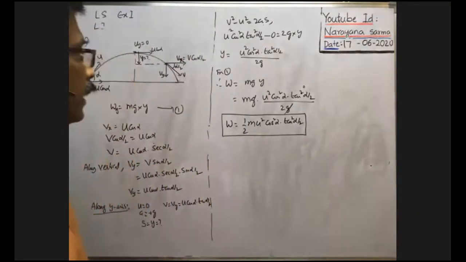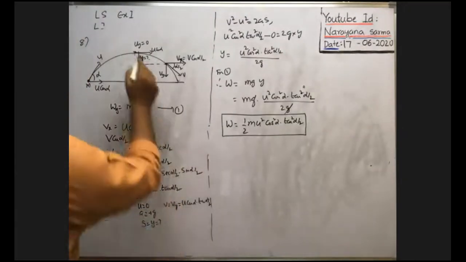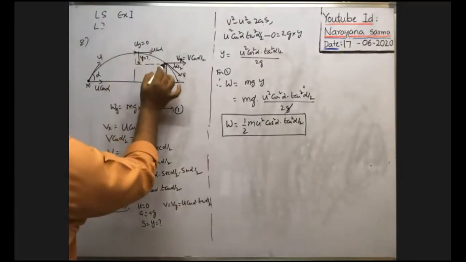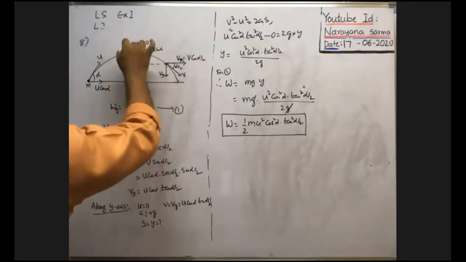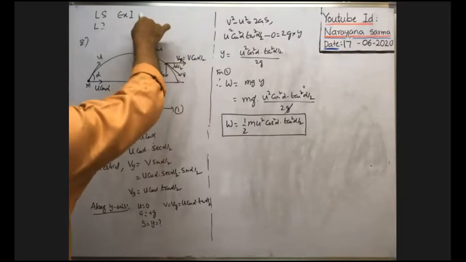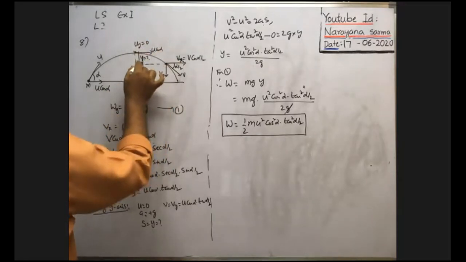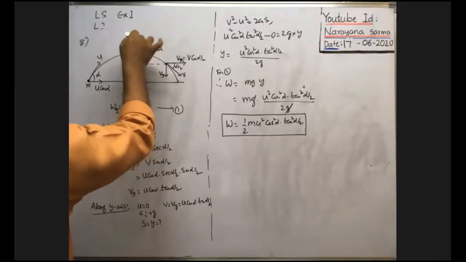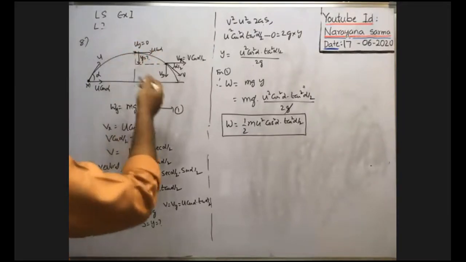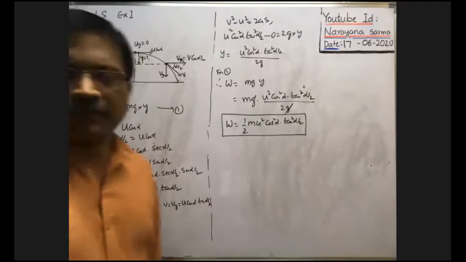How is g taken positive? Somebody else asked me. You see, whenever the body travels from this position to this position, we have considered the displacement along the vertically downwards direction only. The body is descending. That's why along the vertical direction, the displacement y we have taken. Weight is in this direction and the displacement of the body along the vertical direction is also downwards. That's why we have taken a positive. A is equal to plus g in this case.